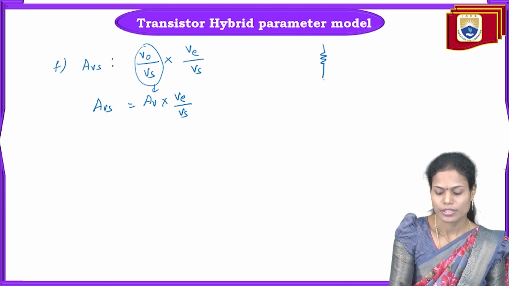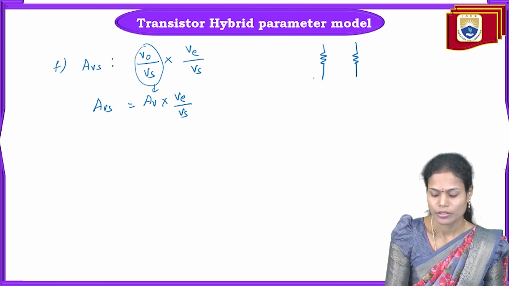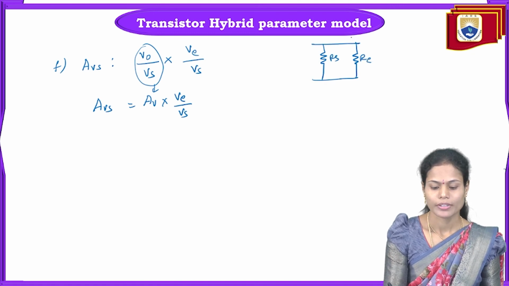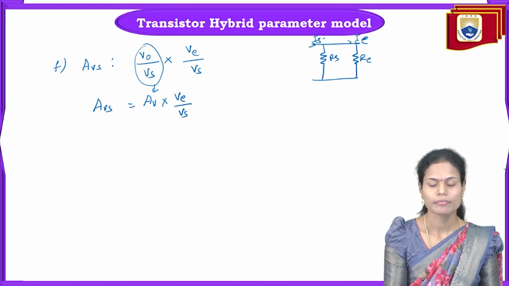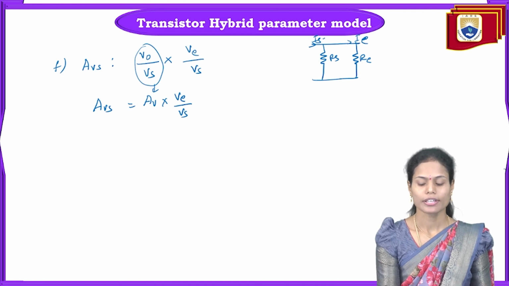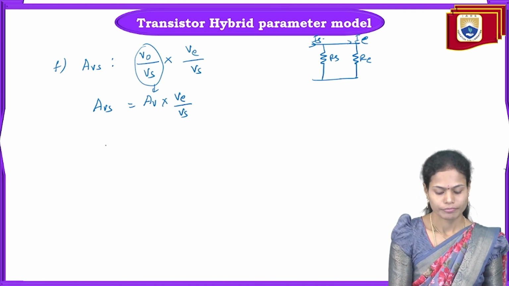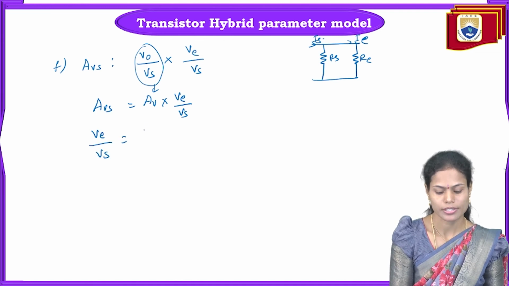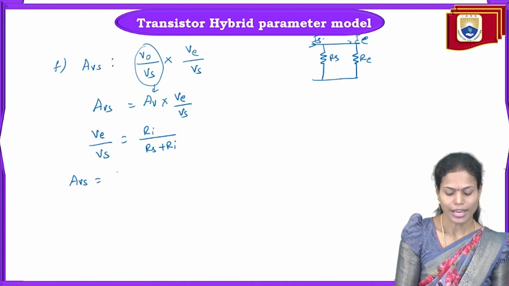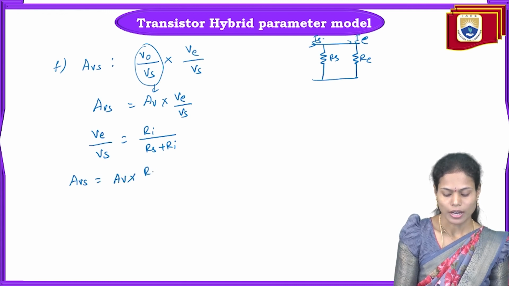So again from the same circuit we can find the voltage, with Rs, Re, and here IE and Is currents are there. So instead of current we are calculating the voltage now. That is VE by Vs value we will get here as input resistance by Rs plus Ra resistance. So total AVS value is AV into Ra by Rs plus Ra.